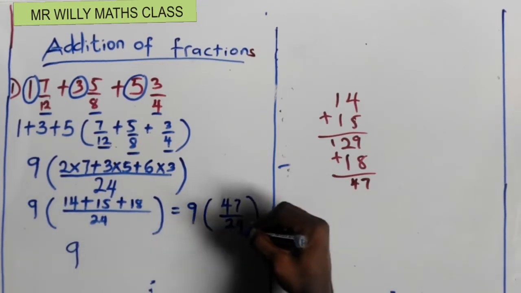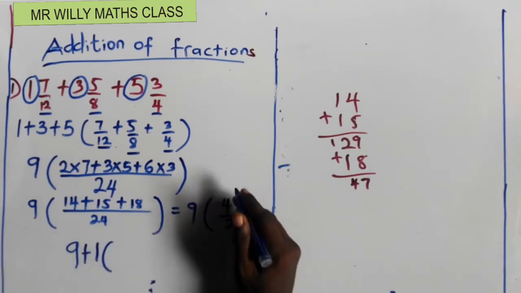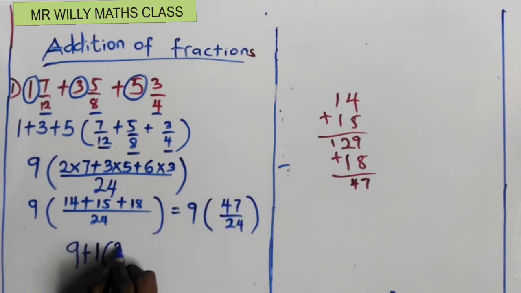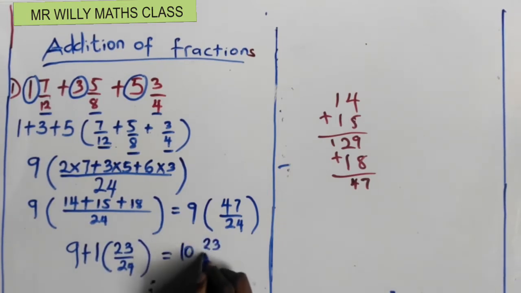The one time that the 24 can go in it, you add this like this: 9 plus 1. Now 24 into 47, that will be 1. Remainder what? You write the remainder, which is 23 over 24. So what is 9 plus 1? That will be 10 whole number, 23 over 24. That's our answer. 10 whole number, 23 over 24.